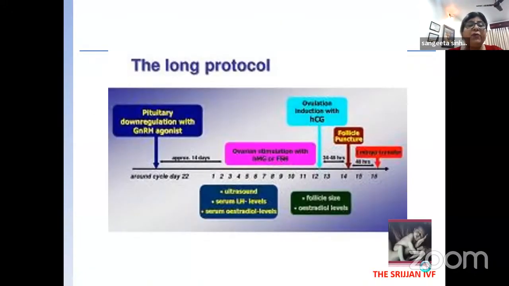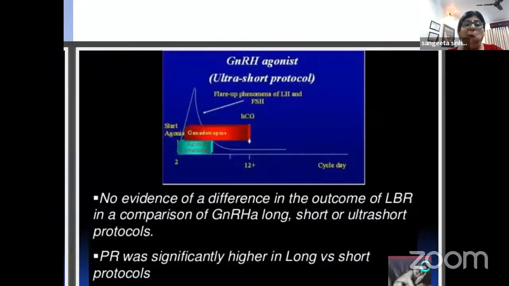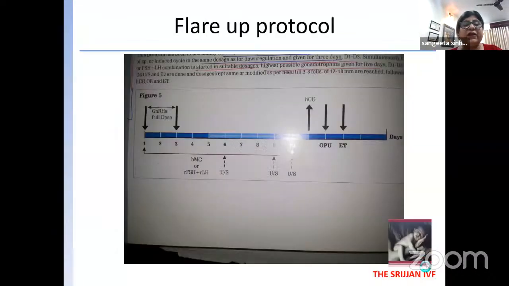So in the long protocol, normally we start by day 21 of the previous cycle, reach the baseline parameters on the scan, and then add the gonadotropins. I'm not going into the other protocols like ultrasound and all.